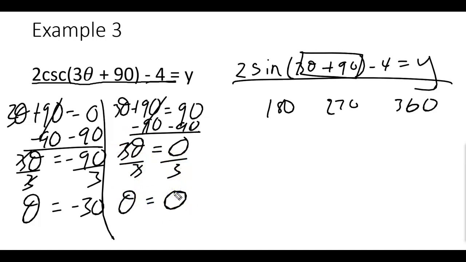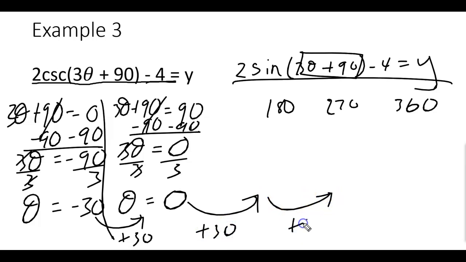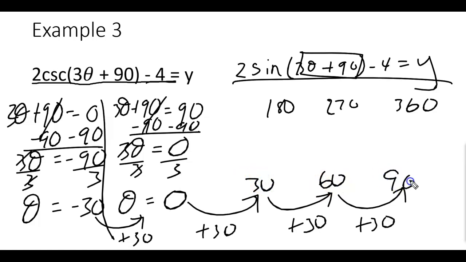Second angle is 0. So as you guys can see, we're going up by 30 there. So let's repeat that pattern there. So we're going up by 30 every time. So the next one's going to be 30, 60, and then 90.